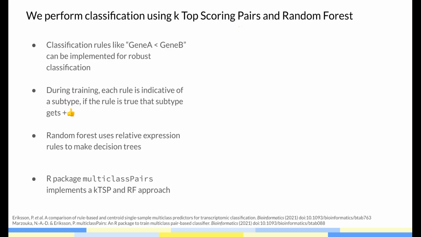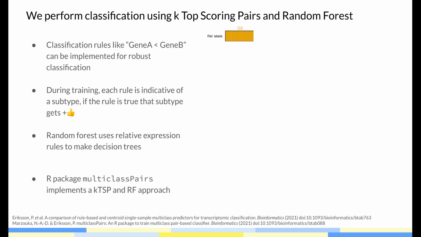So we perform classification using k-top scoring pairs and random forests. And that's because these methods have relative expression rules like gene A is less than gene B, which can be implemented for a robust classification. So during training, each rule is indicative of a subtype.